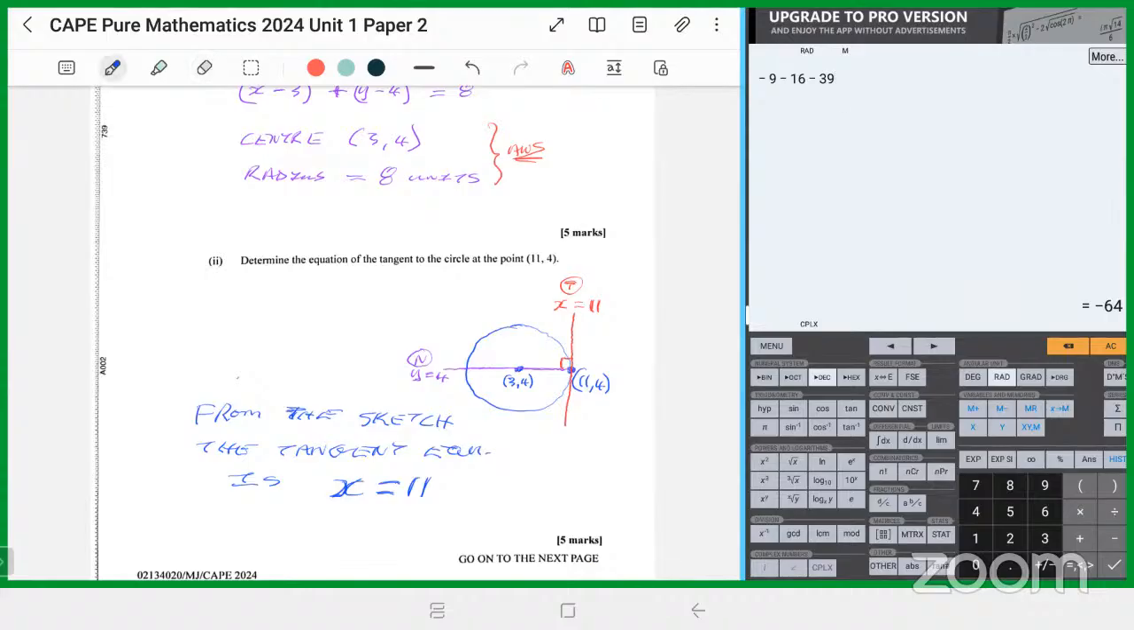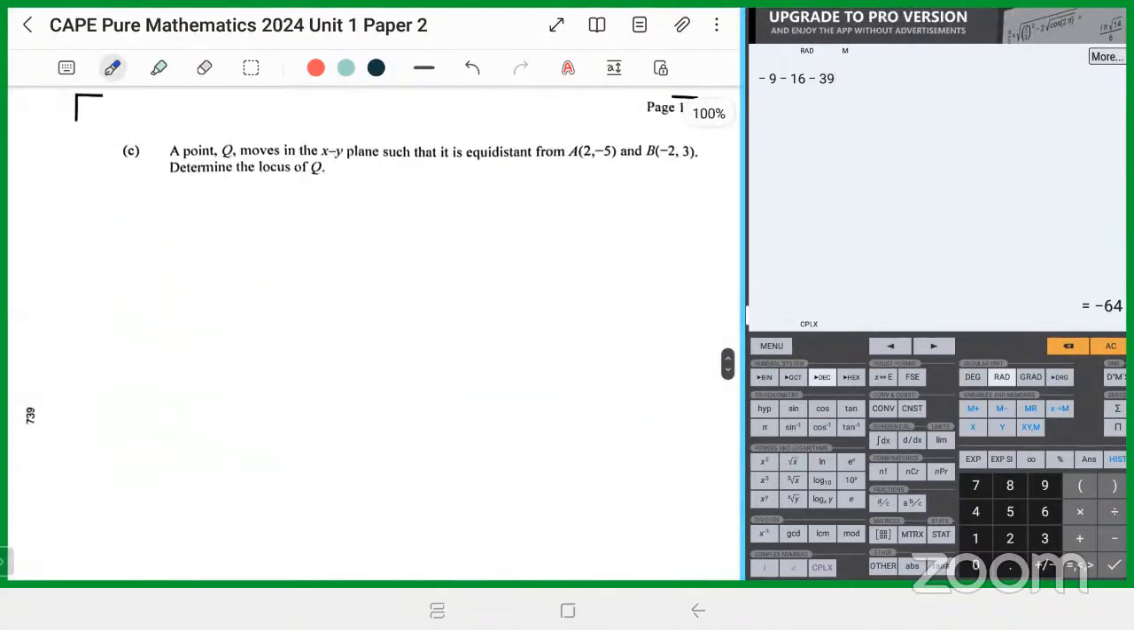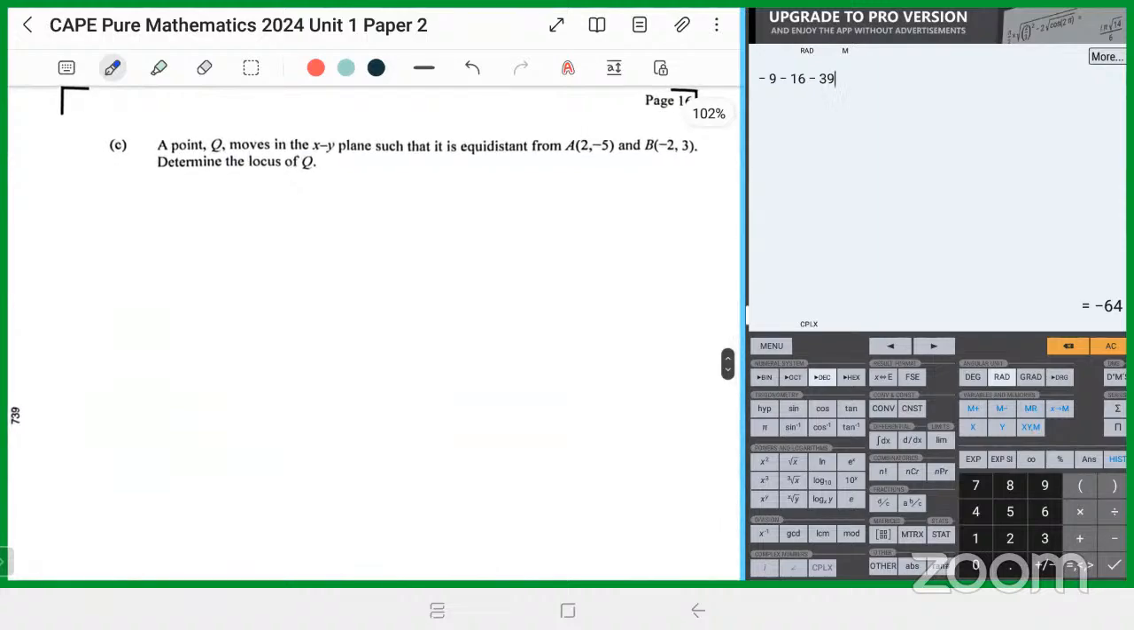All right, so it is that next part. It says a point Q moves in the xy plane such that it is equidistant from this point and from that point. Determine the locus of Q. This is another easy question.